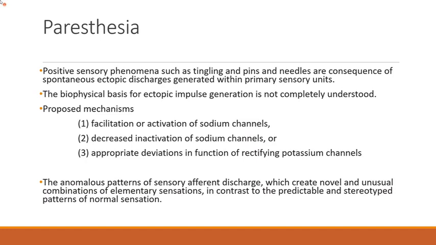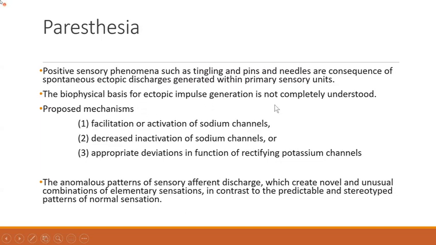So how do they occur in neuropathy? We will try to decipher that. These are formed as a consequence of ectopic discharges generated within the primary sensory units. Remember, these are not generated in the receptors, but elsewhere along the course of the nerve. Therefore, these are anomalous and unusual sensations, in contrast to the predictable and stereotyped patterns of normal sensation. Therefore, they feel abnormal.